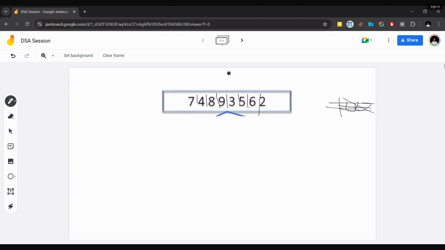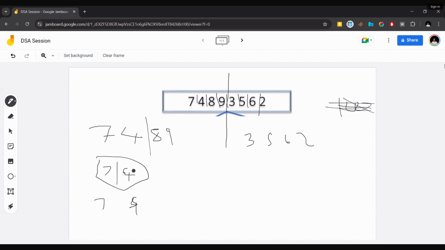So what we are going to do is divide the array into two halves. We have this half, the left portion, and the right. Let's say the left part is 7 4 8 and 9. Then we have 3 5 6 and 2, and we divide it again. We have 7 and 4. We do the same thing again. We are just breaking those into smaller parts, so we can sort it more easily. We can sort two numbers much more easily than 8 numbers altogether.